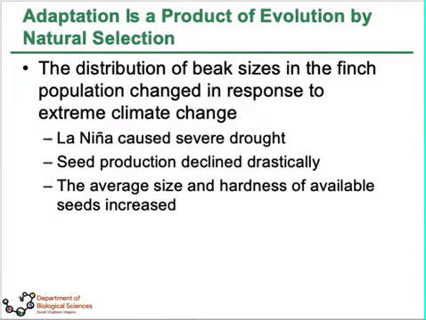So this particular La Niña altered the weather patterns over the Galapagos, causing severe drought. In cases of severe drought and a small amount of precipitation, seed production declined drastically. Small seeds declined in abundance faster than large seeds did, increasing the average seed size and hardness which is available. So this particular scenario in the Galapagos contributed to the change in the beak sizes of the finches.